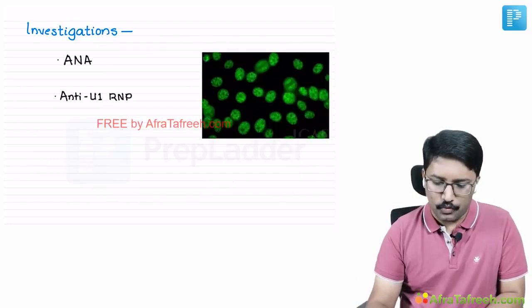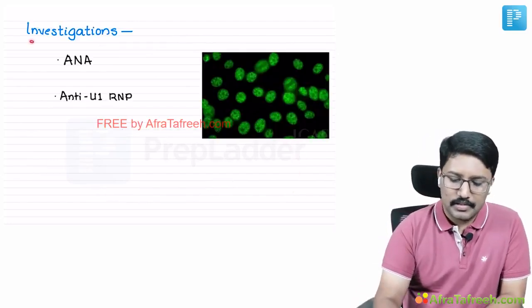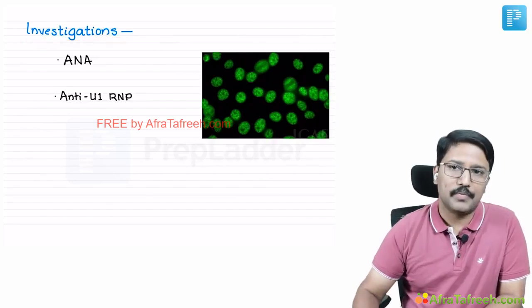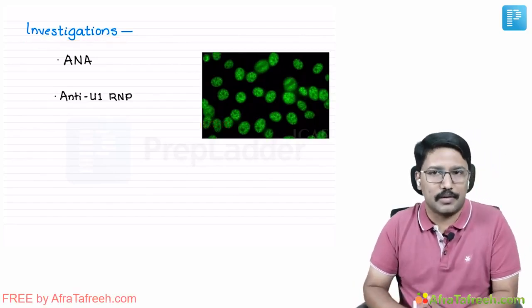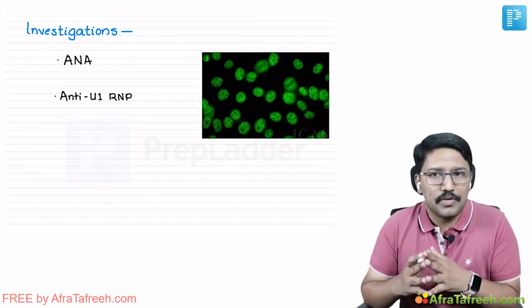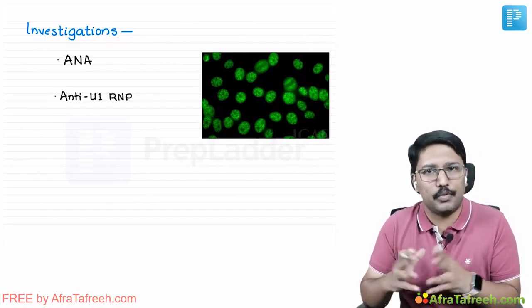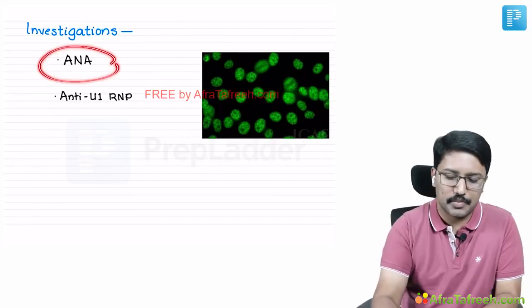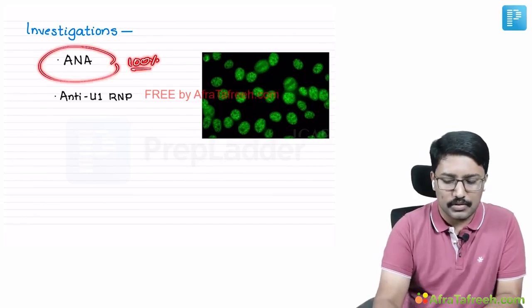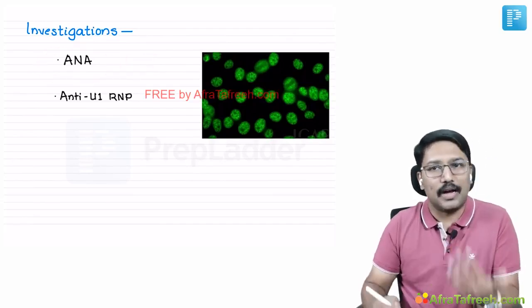Okay. Now moving further, if you look at the investigations that are done for a patient with mixed connective tissue disorder, what are we expecting? So in mixed connective tissue disorder, the first and the most important thing we have to understand is 100% of these patients have ANA positivity. And the ANA is usually high titer.